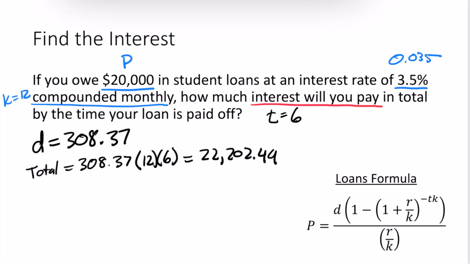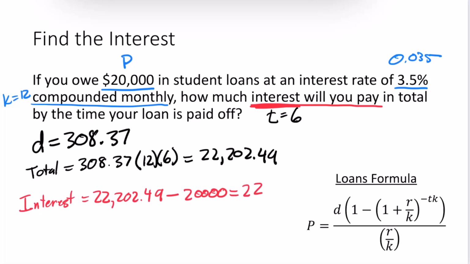So those calculations were made in the total paid video. If you need a reminder of how to do those calculations, you can go back and watch that video. But that's a necessary pre-calculation to be able to find the amount of interest we end up paying. Because the amount of interest is going to equal the total amount we pay, $22,202.49, minus the amount of our loan. In this case, our loan amount was $20,000, and so the interest amount is going to be $2,202.49.